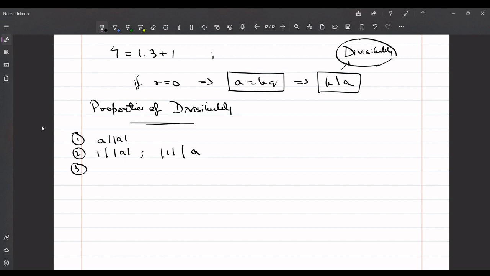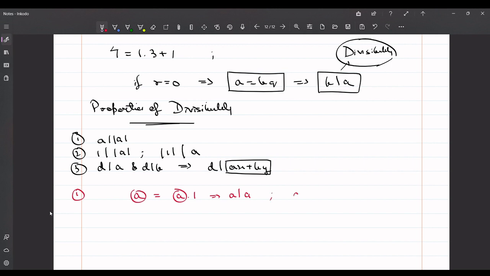And the third one is a more important one. If d divides a and d divides b, then d divides a linear combination of a and b. This is called a linear combination of a and b. Okay, is it clear? Now see, these statements are very simple to prove. I'm just giving the proof in a few lines. The first one, let's say. See, a can be written as a into 1, right? So this implies a divides a. Clear? a can be written as minus a into minus 1. So we can also say that minus a divides a. Clear?